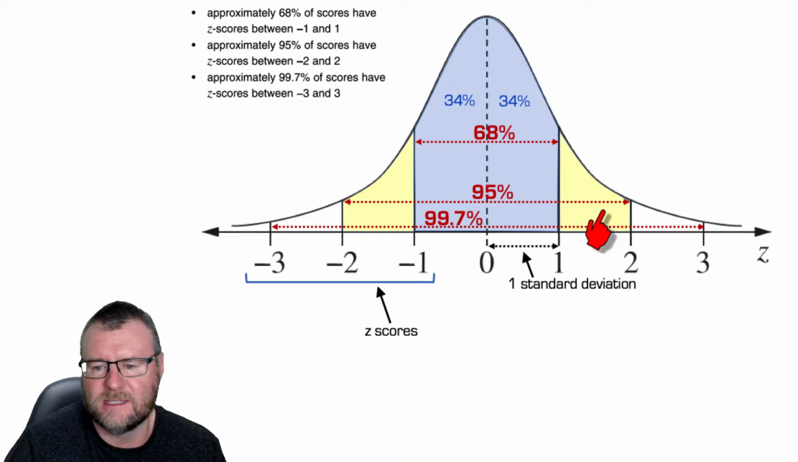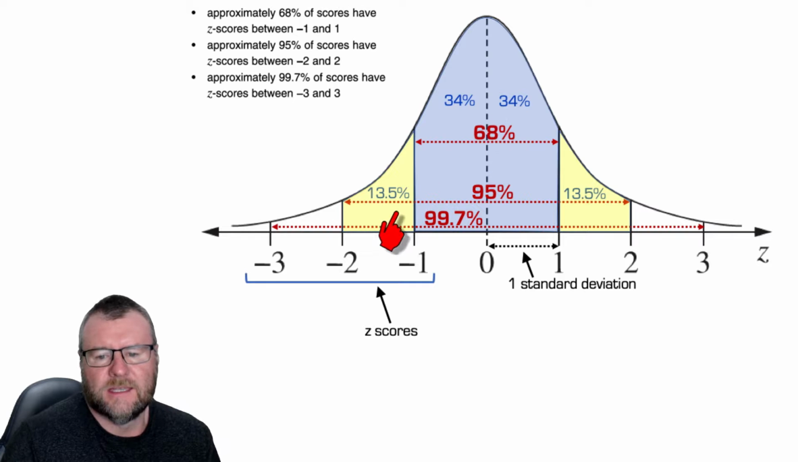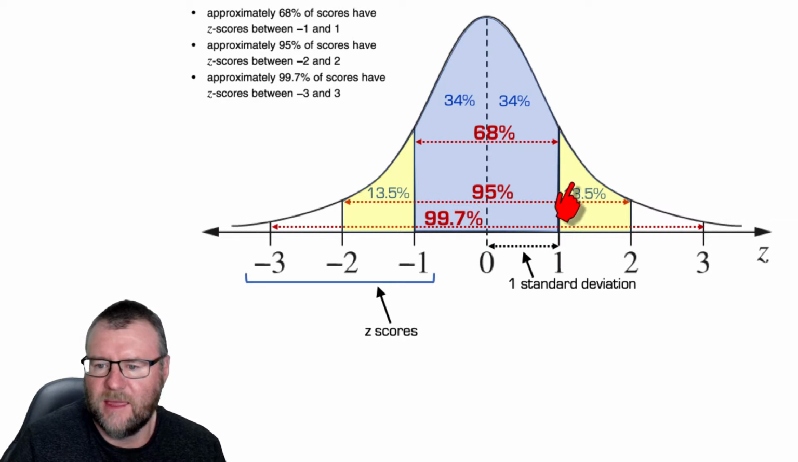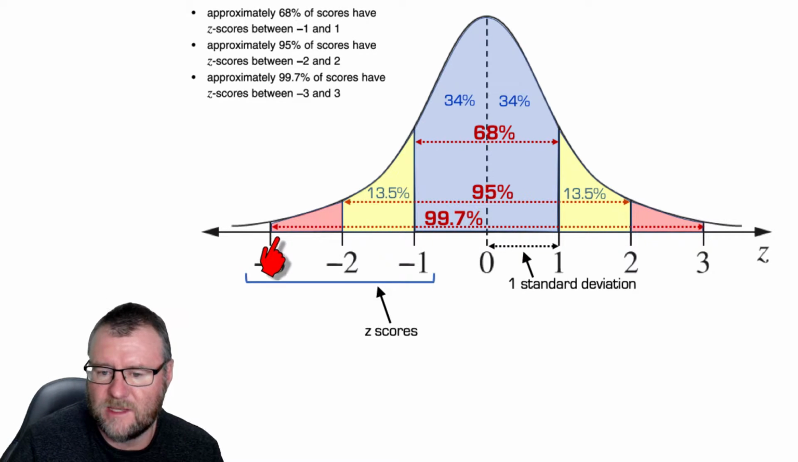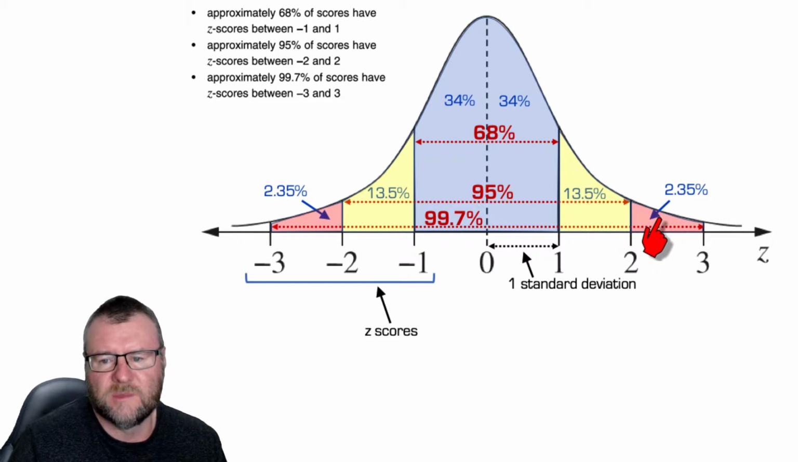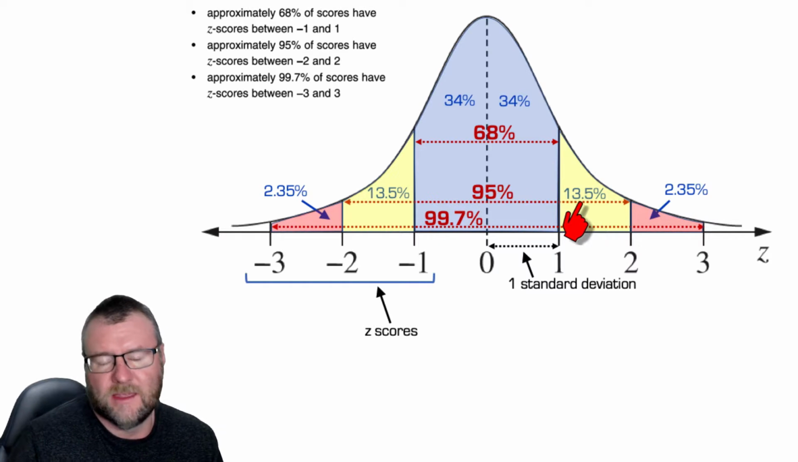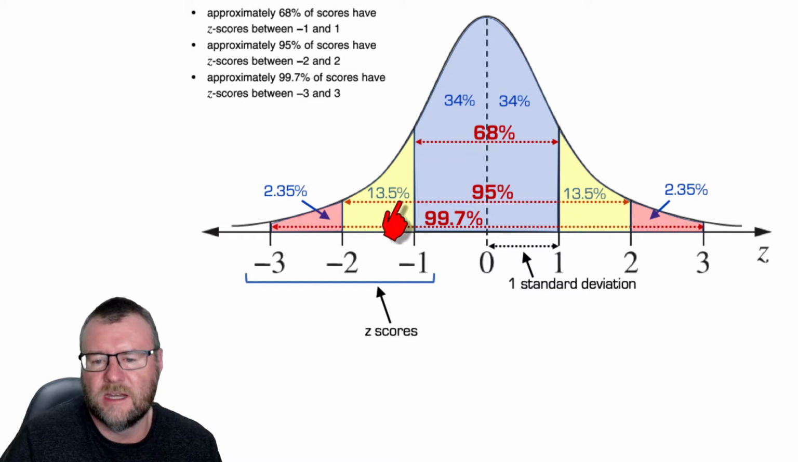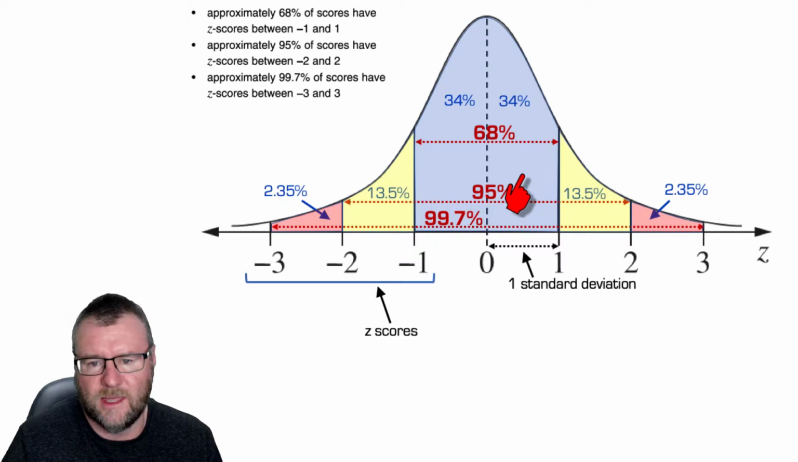Working our way out, we can apply the same idea. If 95% goes from -2 to 2, and I take out the 68% in the middle, I can see that 13.5% sits in here, and 13.5% here. And let's continue the same idea. If 99.7% goes from -3 to 3, then these little wedge bits at the sides here must be 2.35% each. So if I add them all together, that would come to 99.7. So it just gives an idea of each little strip of one standard deviation, how much data sits within that.